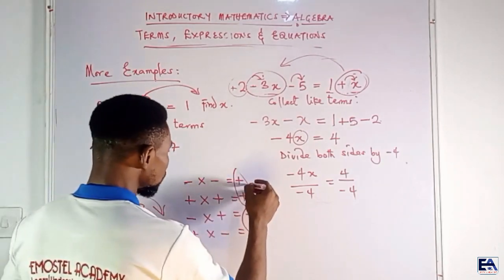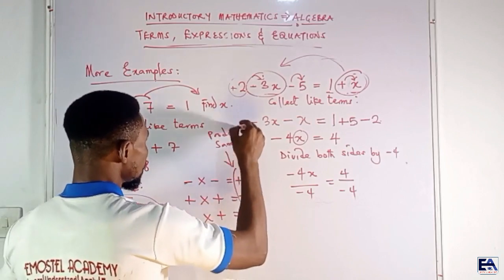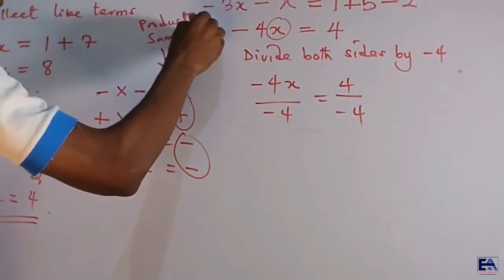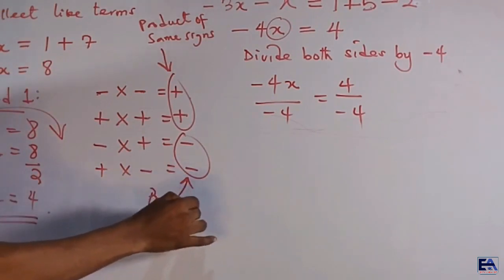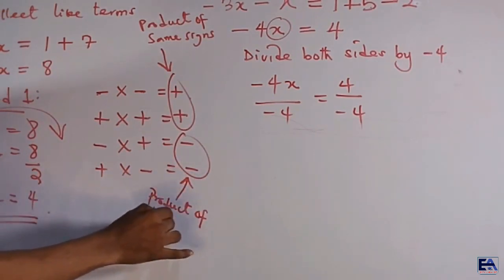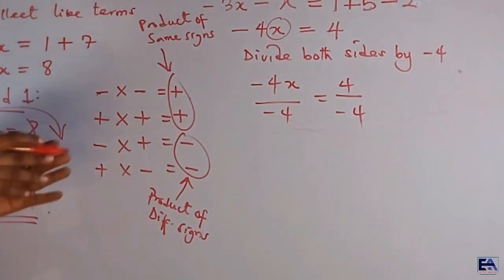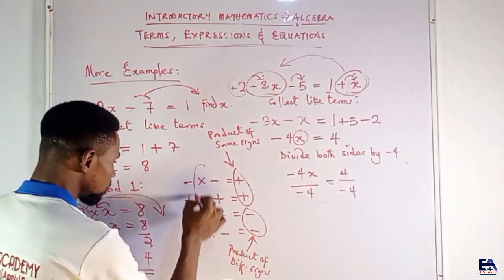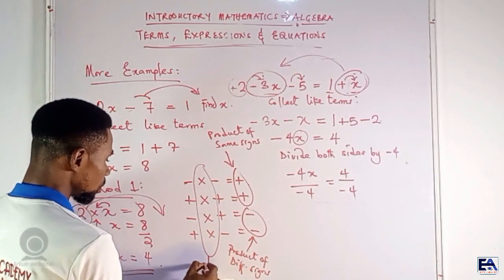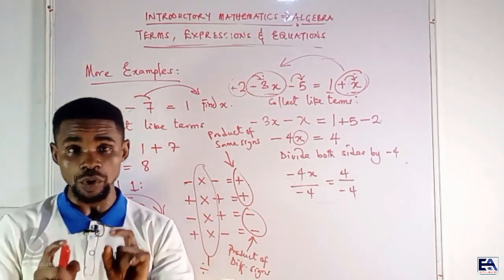All right? So this is the product of same signs, and this is a product of different signs. You get that? Whenever the same signs multiply each other, the result is always positive. When different signs multiply each other, the result is always negative. And if you change all of this multiplication sign to division, you still get the same result. Which means that as it works for multiplication, it also works for division.